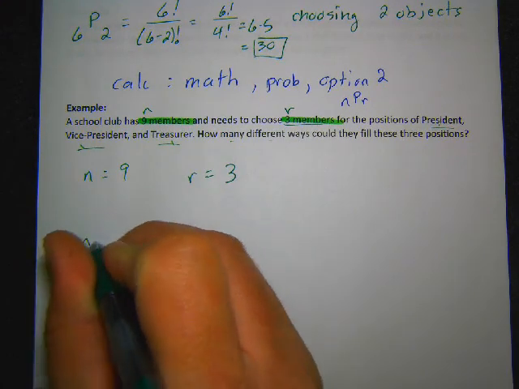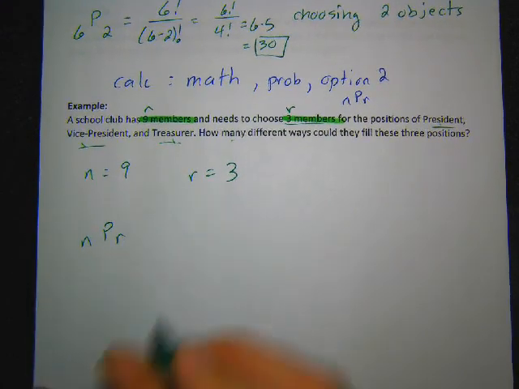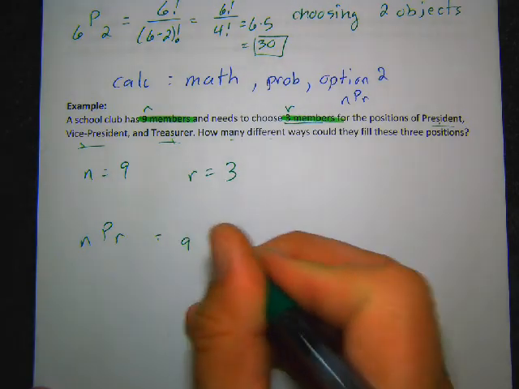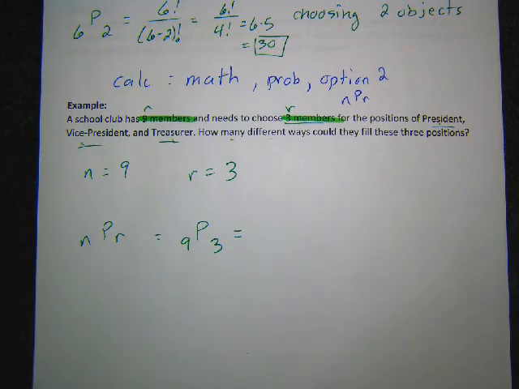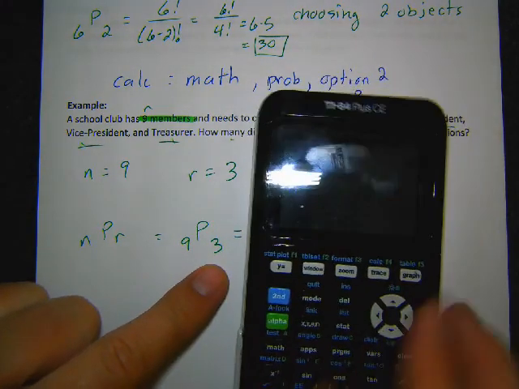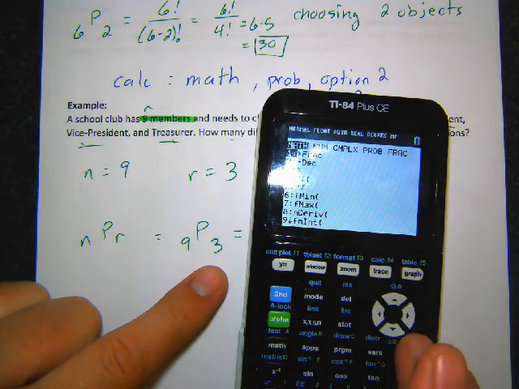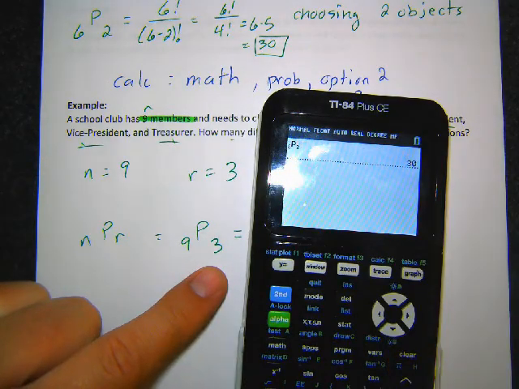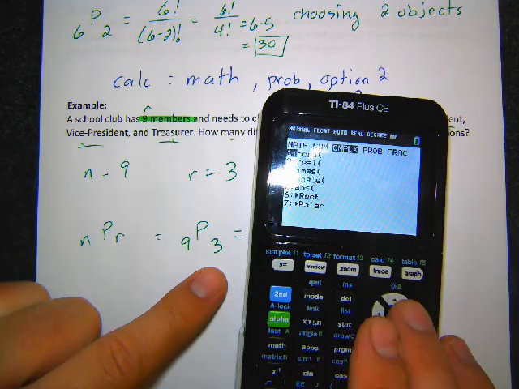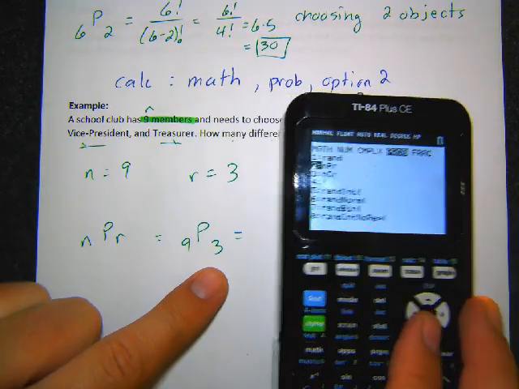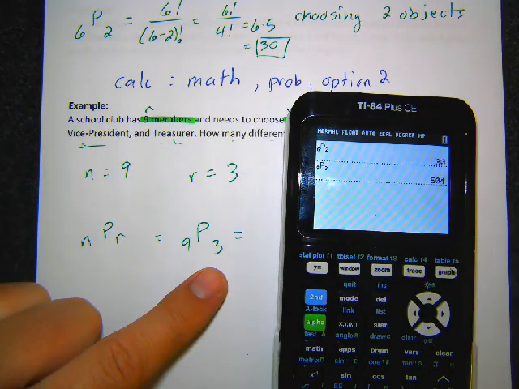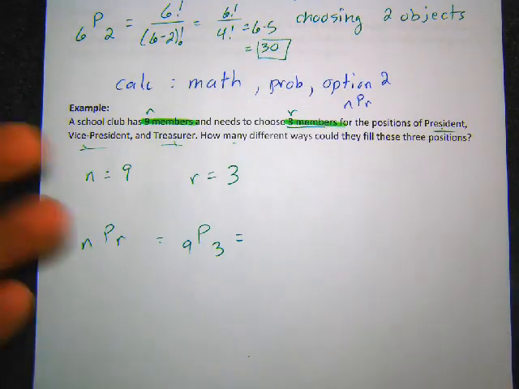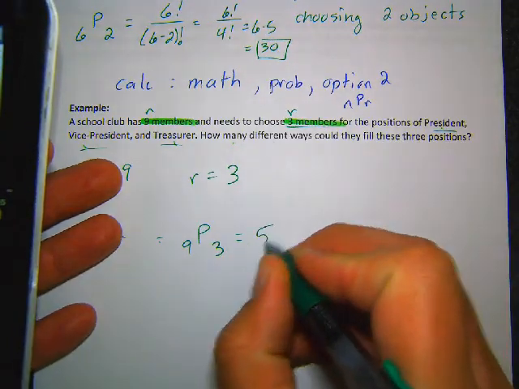So when we want to use our nPr permutation formula, we just make that 9 for the n and 3 for the r. And that's how we figure that out. So 9P3. And again, I'm just going to do it with the calculator. So let's go ahead and type in my 9, hit math, go to probability, hit enter, type 3, and there we go. 504. So just out of 9 people, if you're choosing 3 of them, there are 504 different ways you could pick.